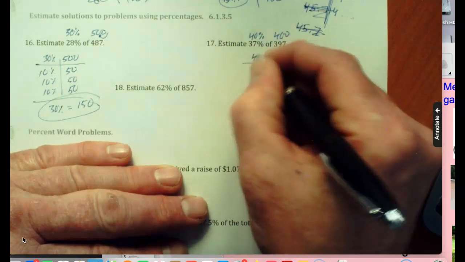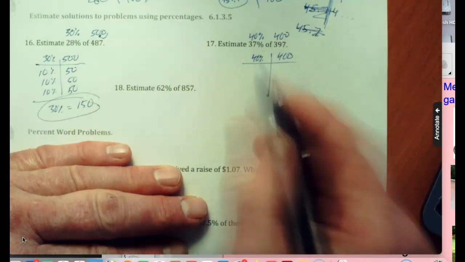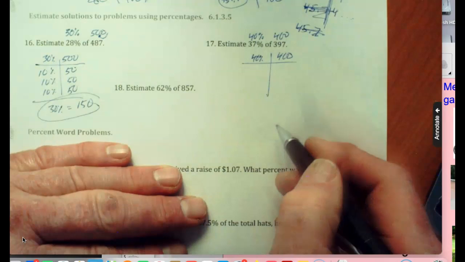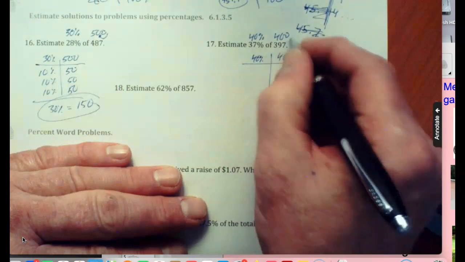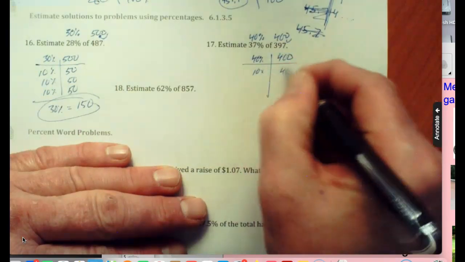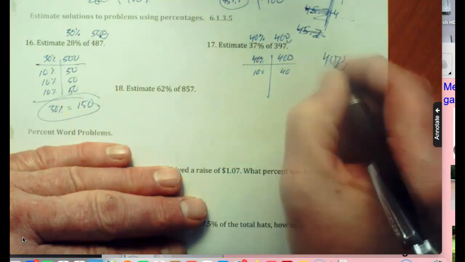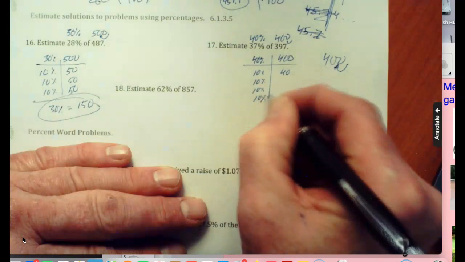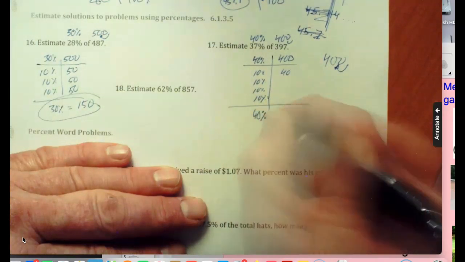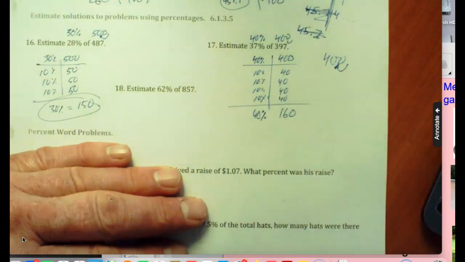So 40% of 400. Now I know some of you may be thinking, hey, why don't we do 50% and then subtract 10%? We could take half of it and subtract 10%. But let's just do this. This is easy. 10% of 400 is 40, right? You move the decimal, and that's 10%, 40. So if I do 10% 4 times, I've got 40%. And of course I have to do 40 each time too. So that's 160. So 40% is equal to 160.